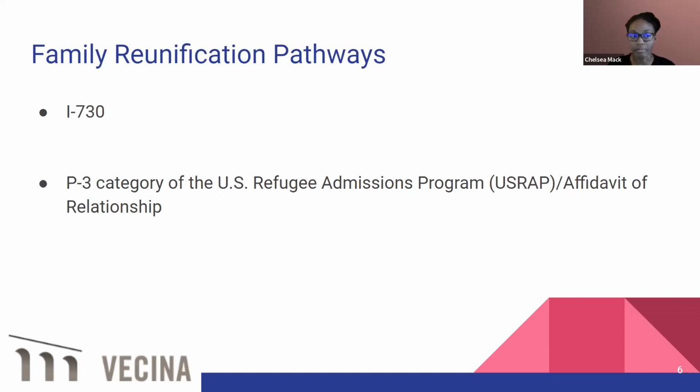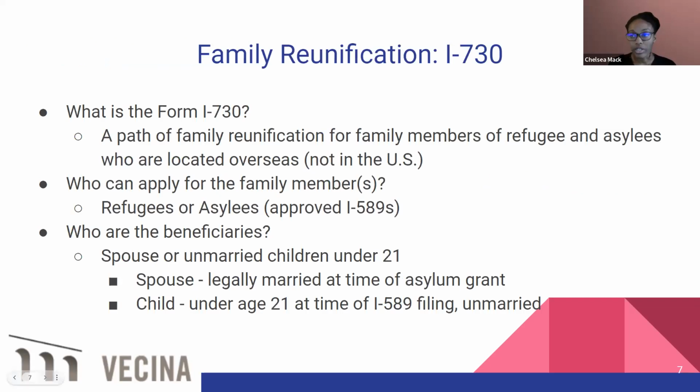Again, whether or not you're applying for this on behalf of your client to continue representation, or just to be able to have some background knowledge in case your client wants to ask you a few questions before you end your representation, or right after you're ending your representation. So with the I-730, this is a path of family reunification for their family members who are located overseas, and it can be used by both asylees and refugees.